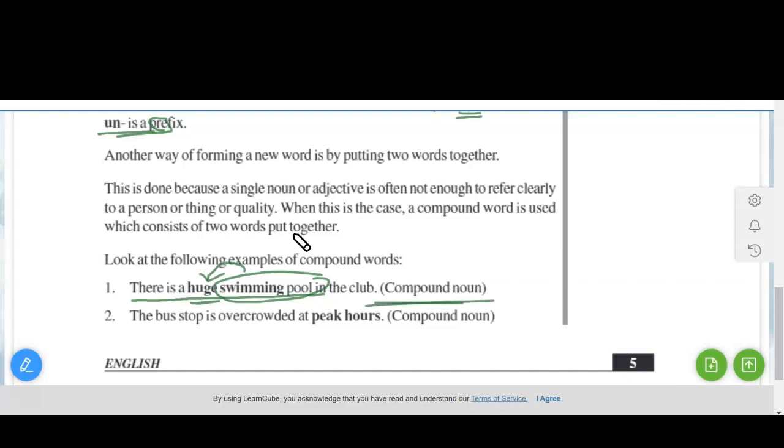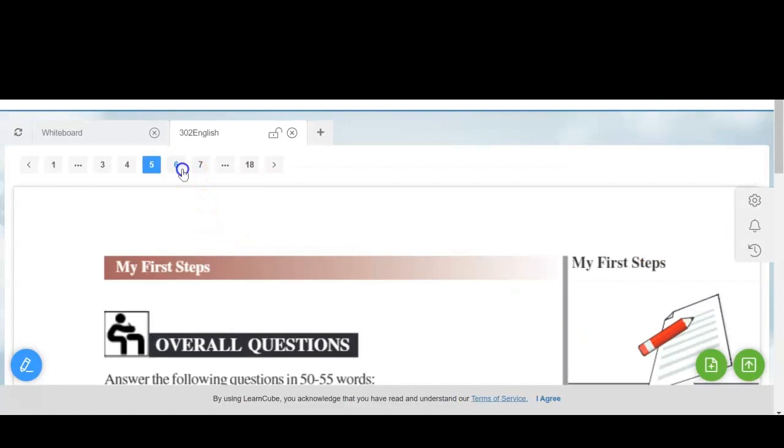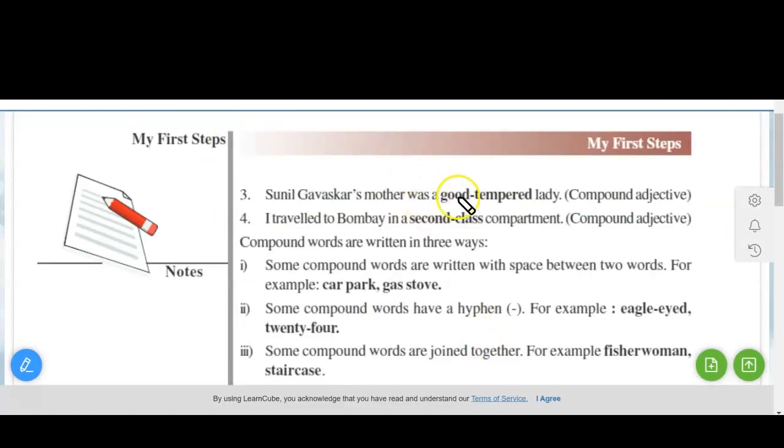Next one is bus stop is overcrowded at peak hours. Peak and hours, when you combine, compound noun is formed. Sunil Gavaskar's mother was a good tempered lady. Again, what kind of good tempered? So adjective. What is the quality of that lady? She's good tempered. That quality is known as adjective. I traveled to Bombay in a second class compartment. What kind of compartment? Second class. So again, this is an adjective. Compound adjective.